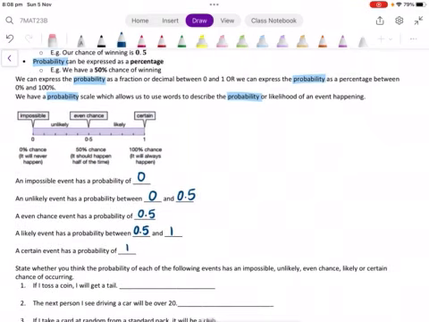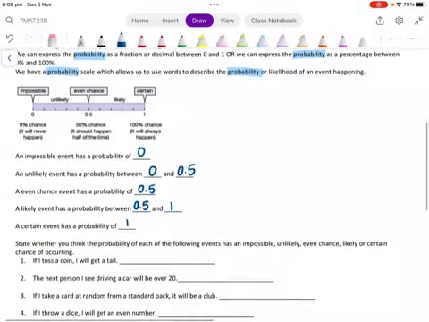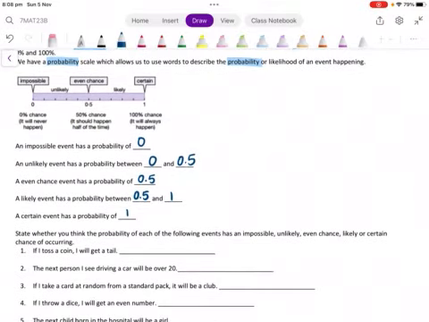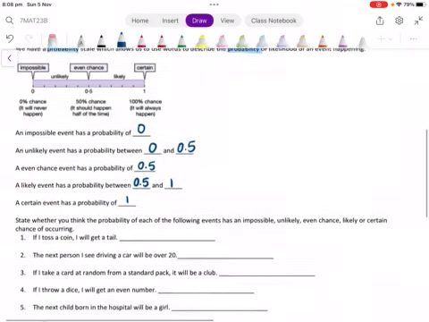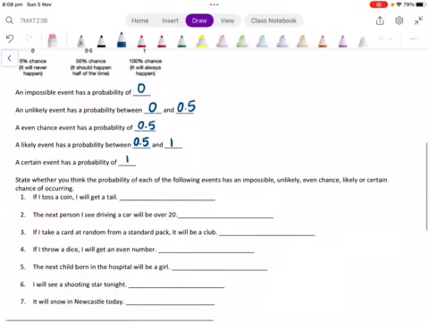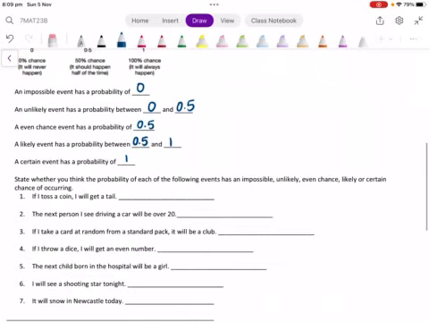We are now going to go through and state whether we think the probability of each of the following events has an impossible, unlikely, even chance, likely, or certain chance of occurring. So if I toss a coin, I will get a tail. What do you guys think that will be? Write it down. The next person I see driving a car will be over 20. What do you think that will be? If I take a card at random from a standard pack, it will be a club. What do you think the probability of that occurring would be?